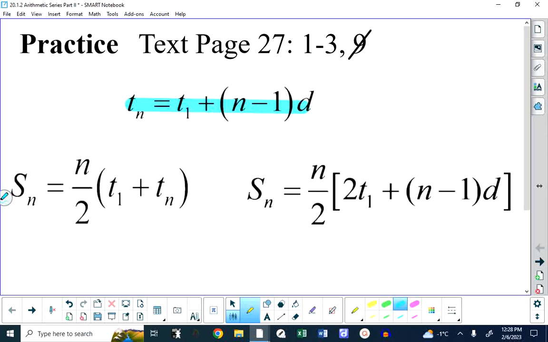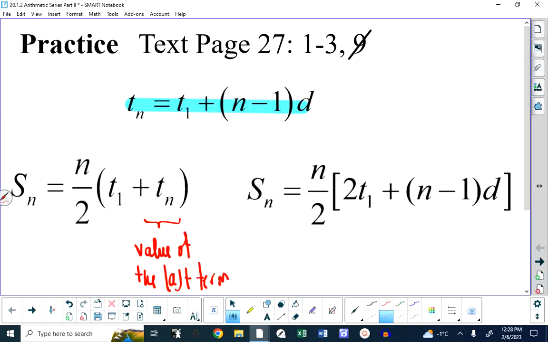And there were two formulas that we learned about. The one thing that is not really obvious in these two bottom equations, I think it's pretty clear n is how many terms you're adding up from the beginning, T1 is obviously the first term, and D is the common difference. It's this Tn here, and you need to remember that T sub n is the value of the last term.